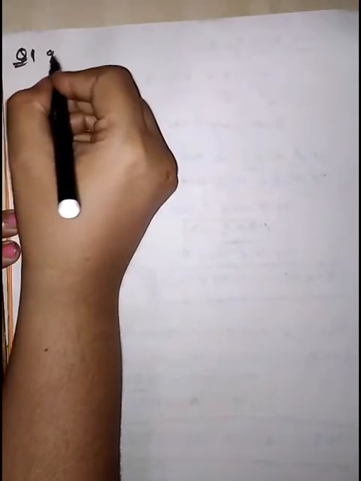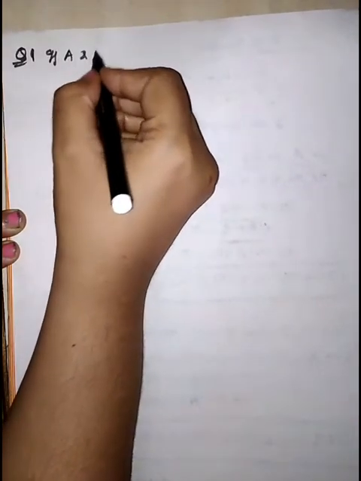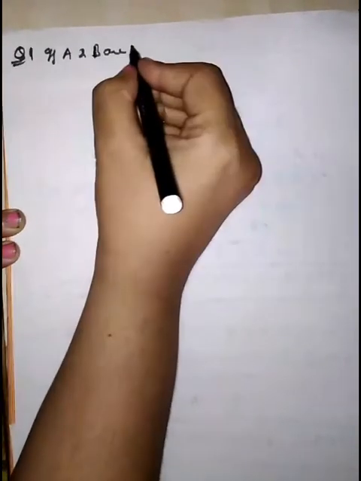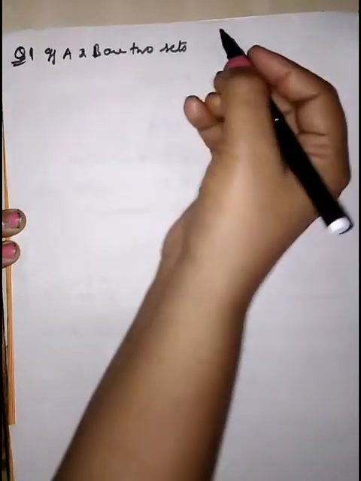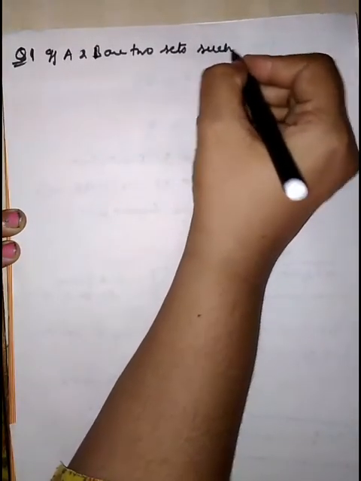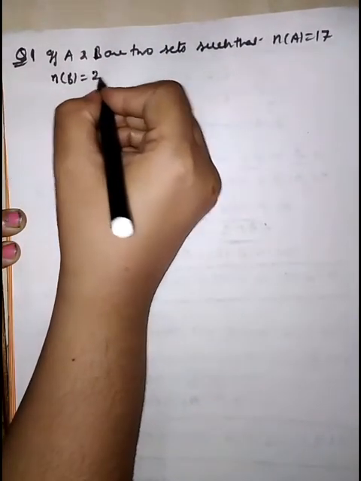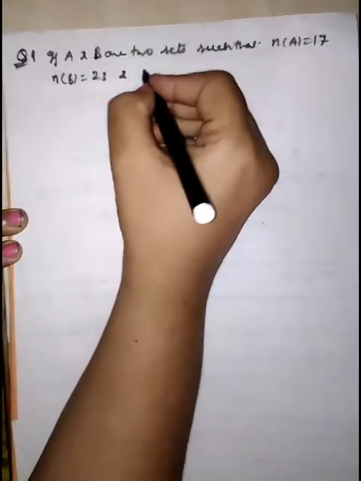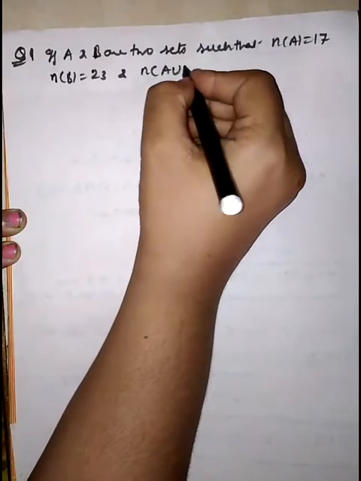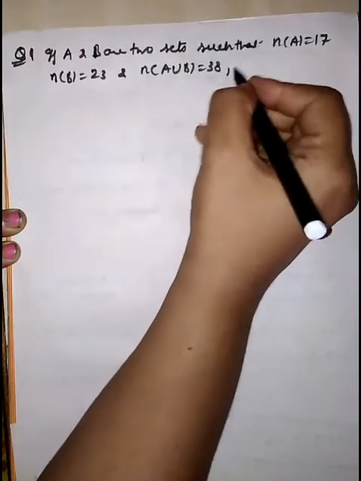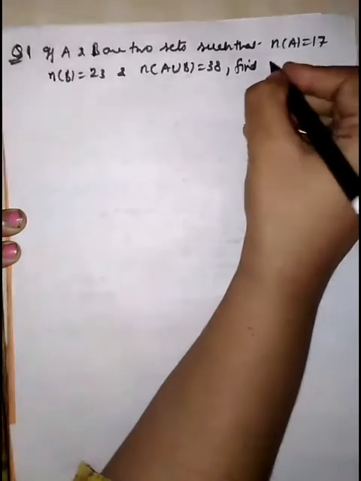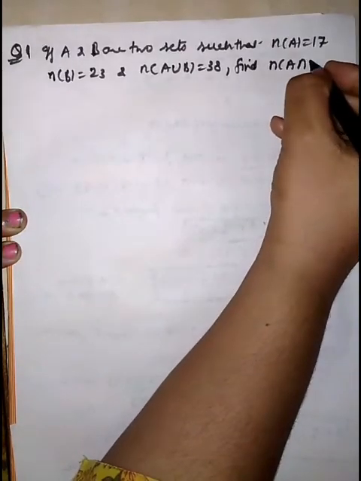Now taking an example. Question: if A and B are two sets such that n(A) equal to 17 and n(B) equal to 23, and given n(A union B) equal to 38, the question is to find n(A intersection B).